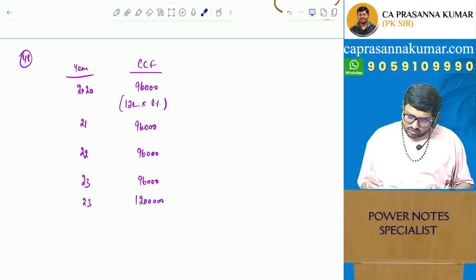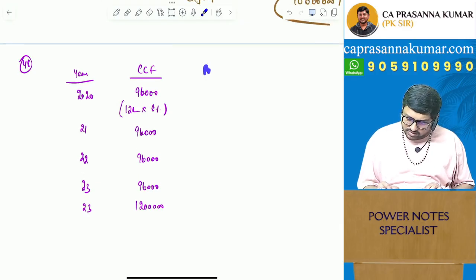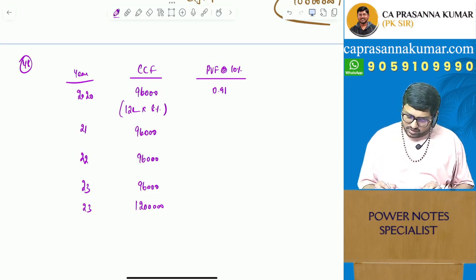All right. So what will be your discount factor? You'll take the present value factor at the uncorrupted interest rate only, which is 10%. You will not be taking 8%. So this will be 0.91, which is 1 divided by 1.10.